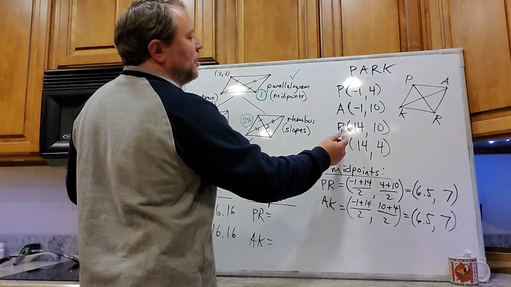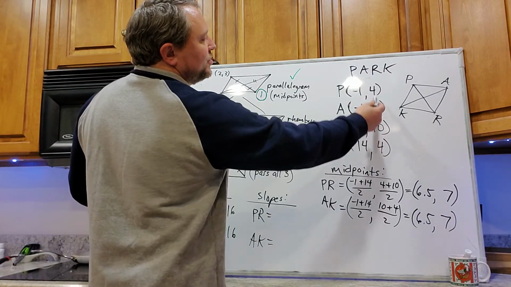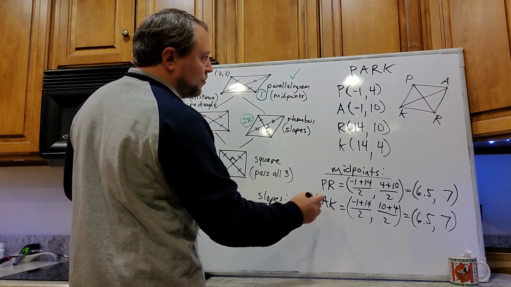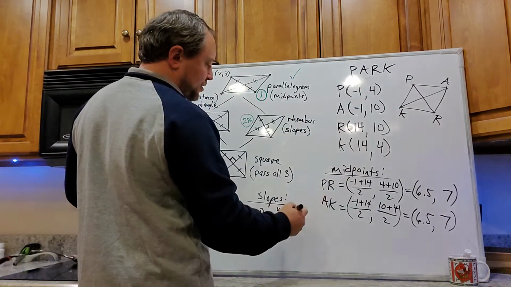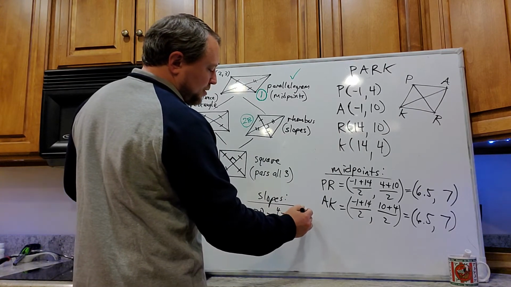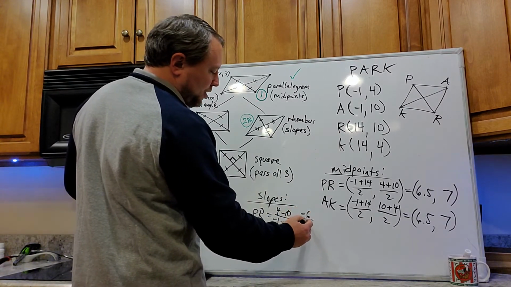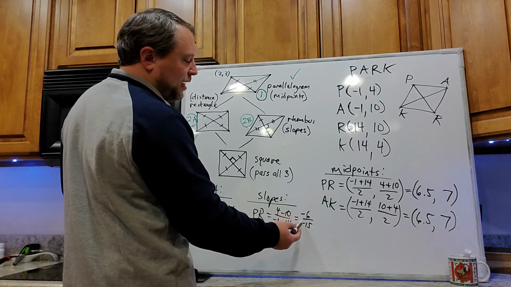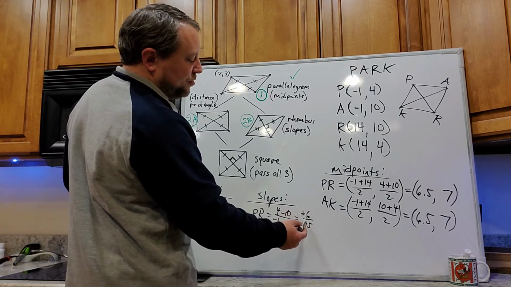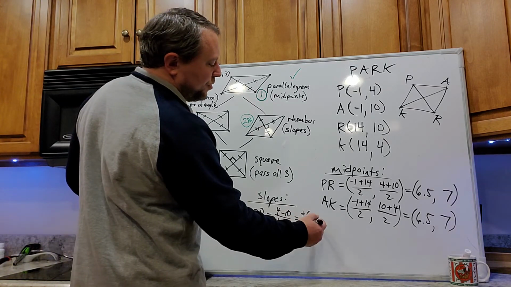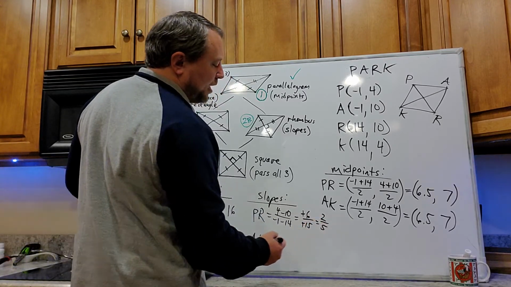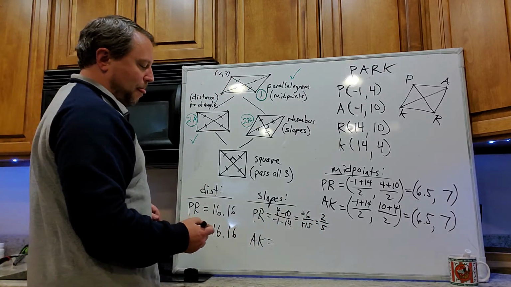So for PR, I subtract my Y values on top, so I'm going to have 4 minus 10 over -1 minus 14. That gives me -6 over -15. And a negative over a negative is really just a positive. That even reduces, by the way. 3 goes into both of those. So you could call this actually 2 over 5, positive 2/5.